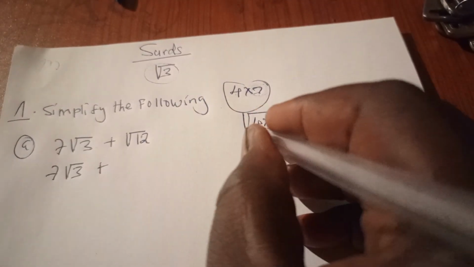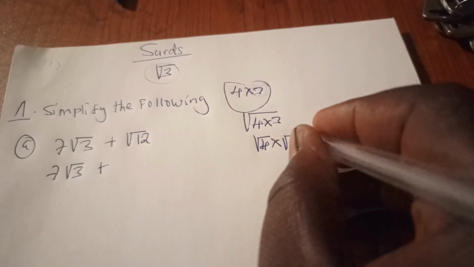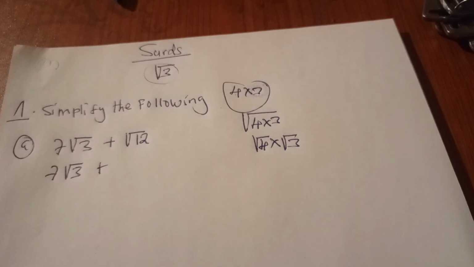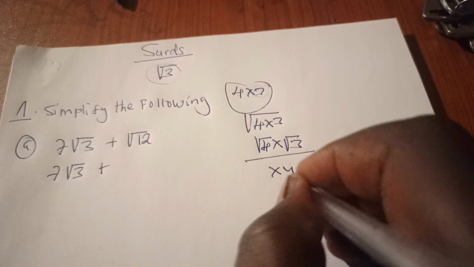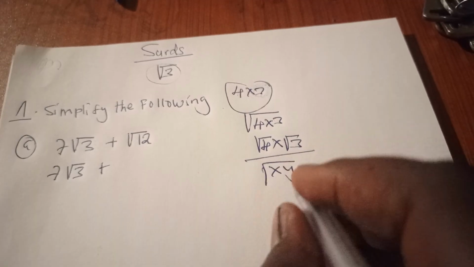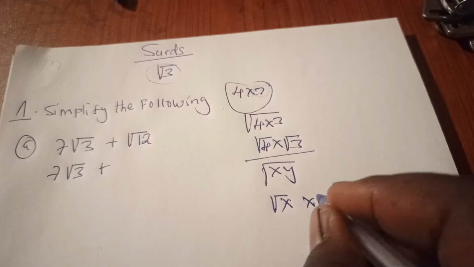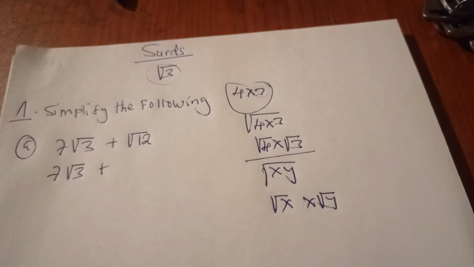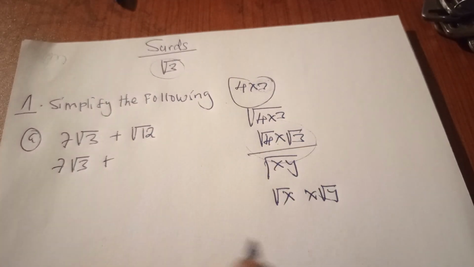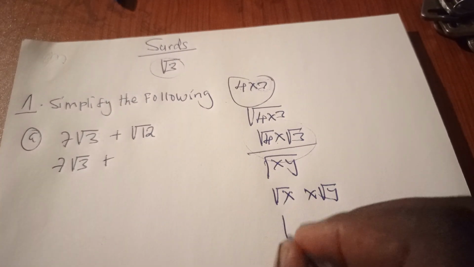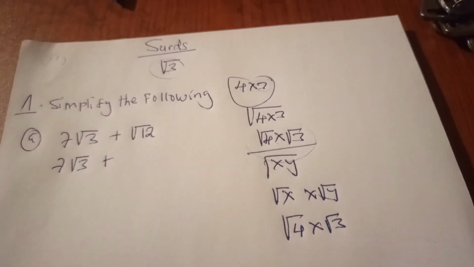Then we can split this as the square root of 4 times the square root of 3. There's no problem, you can split them like this. It's the same as the square root of x times y: when they're in a square root, this can also be written as the square root of x times the square root of y. It's just the same, there's no difference. So I'll simplify this one, which is the root of 4 times the root of 3.